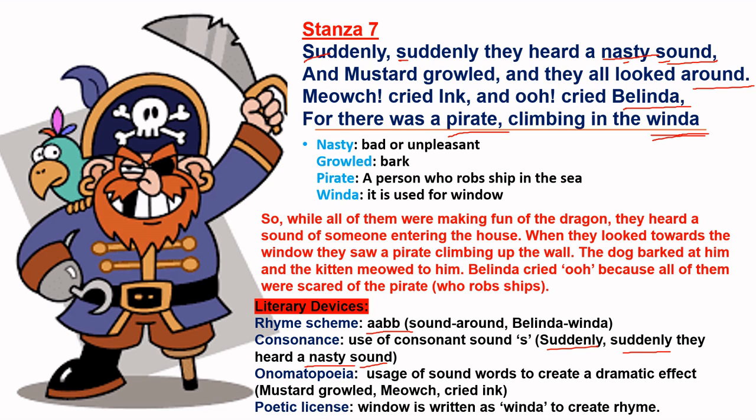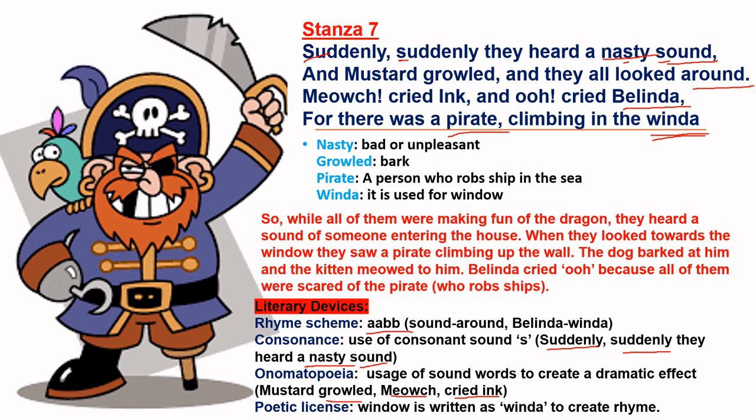Okay, so the S sound is very much prominent in this line, and this literary device is known as consonance. It could be any other consonant sound except vowels. If it is a vowel, then it will be assonance. If it is a consonant, it will be consonance. Then you have onomatopoeia, the usage of sound words to create a dramatic effect, like growled, meowed, cried. So these are the expressions of the words, just to create some dramatic effect.